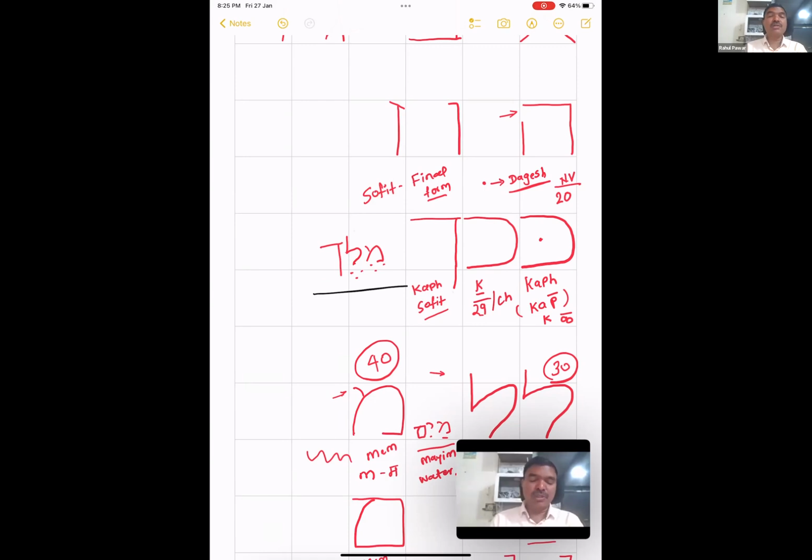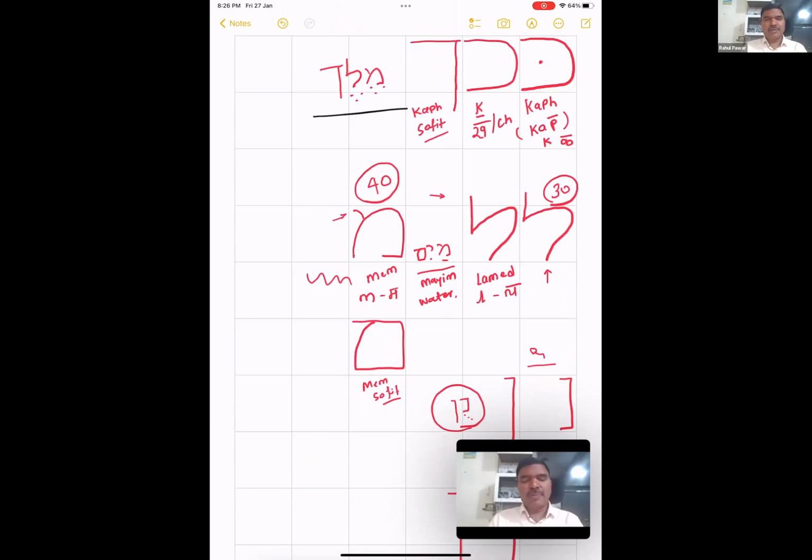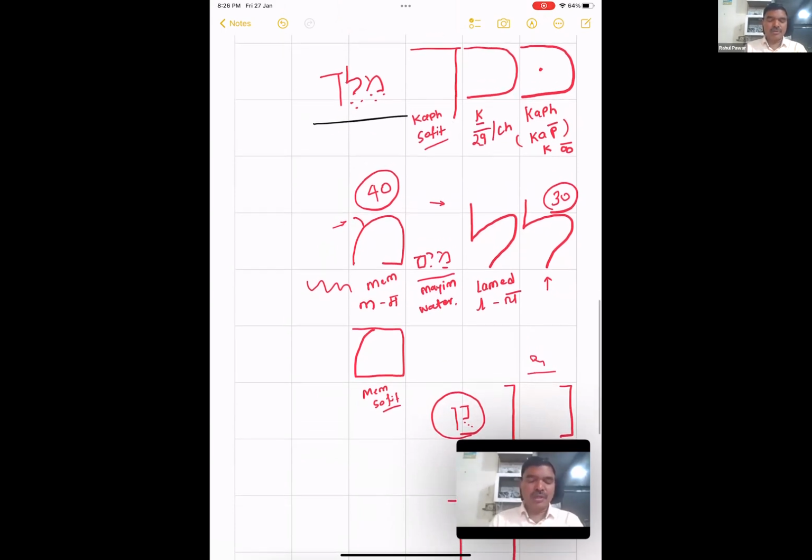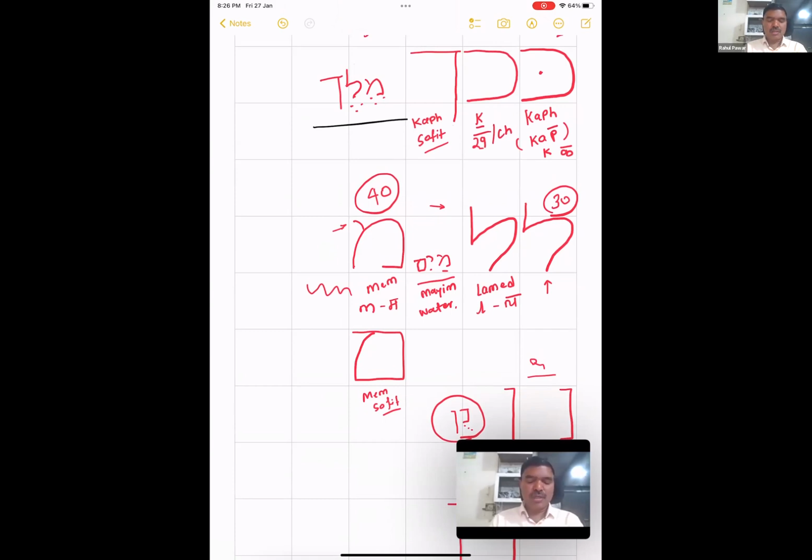So Kaf Sofit means a final form. When this letter Kaf comes at the end of the word, then it is written in this Sofit form, or final form. After Kaf, we saw Lamed. How to write Lamed, I have shown you. Lamed is the biggest letter of these 22 letters.